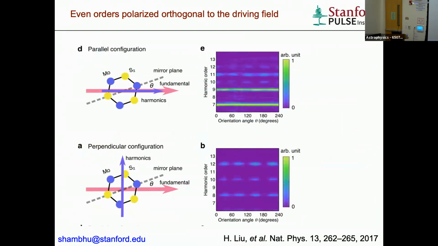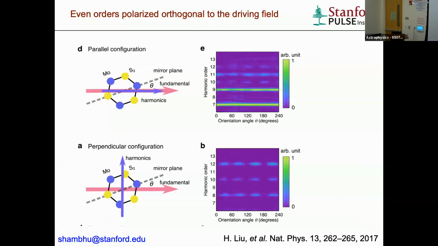There were lots of interesting features on the spectrum, but today I'm going to tell you about one of those features that I was very excited about when we saw it. First, this is the crystal structure, which is hexagonal, and we measured the crystal orientation dependence. That was not the exciting part. What was really exciting is that when we measured the polarization of the harmonics, we found out that these even order harmonics are actually polarized orthogonal to the driving laser field.